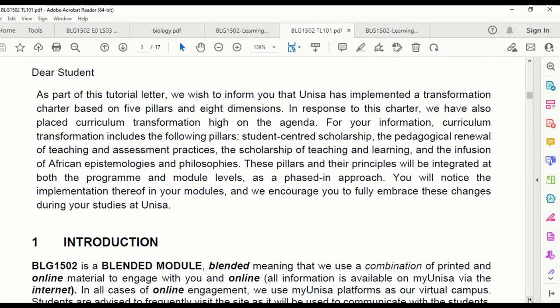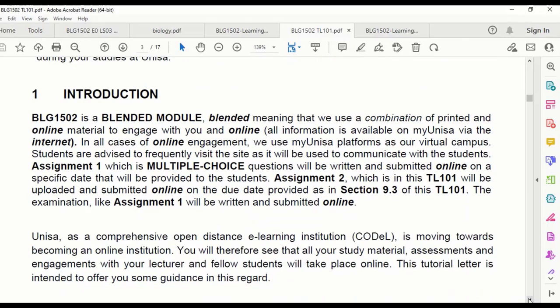As part of the tutorial letter, we wish to inform you that UNISA has implemented a transformation charter based on pillars of eight dimensions, in response to the charter and also to place the curriculum in the agenda. This is the idea of how the module is structured, but what I'm looking for is the online engagement. We will use the myUnisa platform on our virtual campuses. I'm sure you have been aware of that.